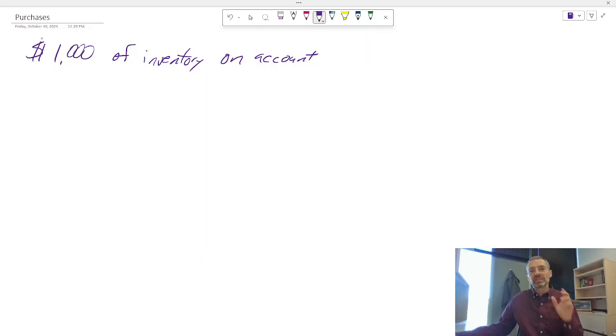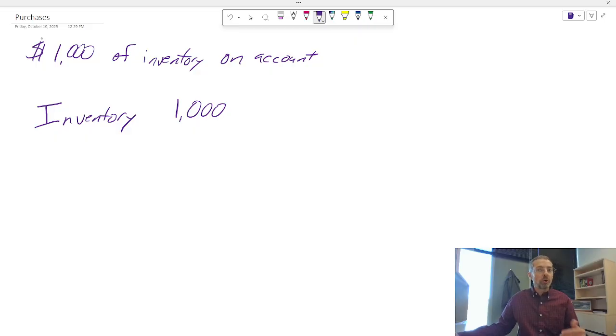When you see the term on account, that usually means accounts receivable or accounts payable. In this case, we're the ones doing the paying, so this is going to be accounts payable. All right, so the first thing that happens in the journal entry is we have inventory coming in. And inventory is an asset. So to make an asset go up, we have to debit the asset. So in this case, we have inventory being debited $1,000.